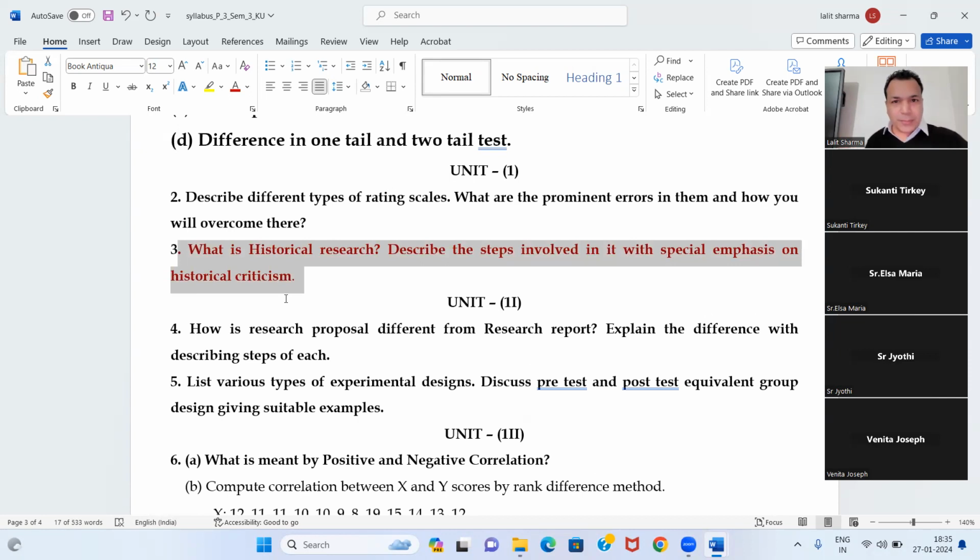Now look at this. When you do the historical method, always remember the most important thing in historical research: steps and criticism. Steps and criticism are most important in historical research, but not in descriptive research, and not even in experimental research. What is important in experimental research? The important thing is the experimental design.